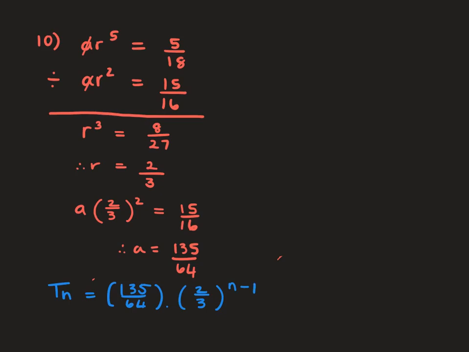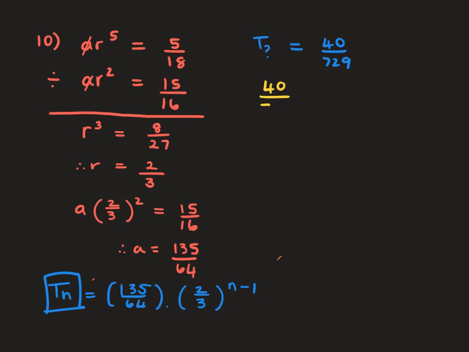Now we actually still need to finish this question. The question was, how many terms are there if the last term, which we don't know where it is, equals 40 over 729. So that's the value of the term. We're going to sub that in and solve for n. I'm going to keep working here on the right side.